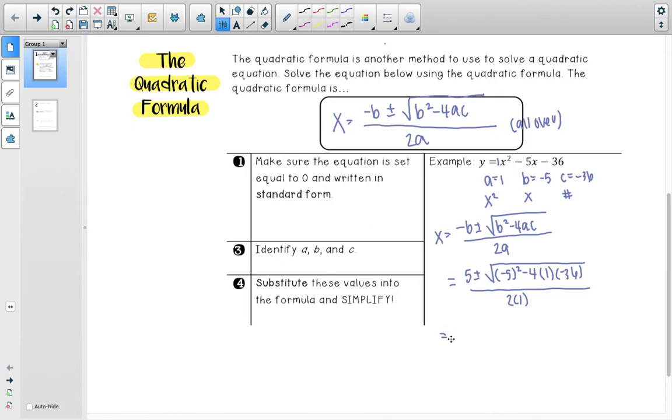Okay, so let's do some simplifying here. 5 stays. We have 25. Now, if you want to multiply these all you can, make sure you take this negative with it. So we have negative 4 times 1 times negative 36. So negative 4 times negative 36 is positive 144. And since it's positive, we're now adding because it's positive. Okay, all over just 2. If you take 144 plus 25, you get 169.